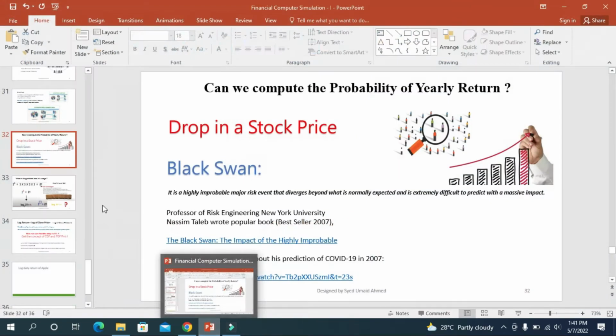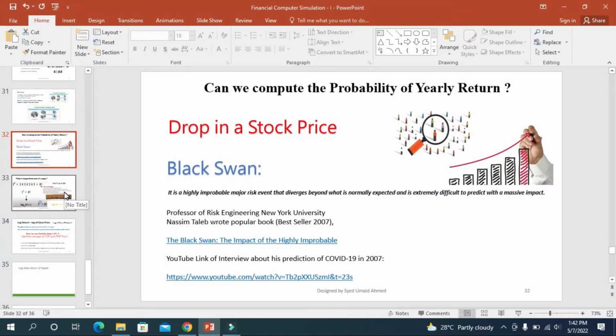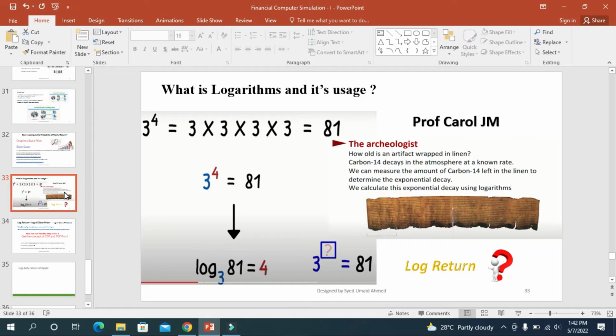So let me move towards the slide, and before going to these things, I want to explain the concept of log. Everyone knows that if you want to calculate the exponent for 3 raised to the power 4, you have to multiply 3 by itself 4 times. 3 into 3 is 9, 9 into 3 is 27, and 27 into 3 is 81. So 3 raised to the power 4 is 81.